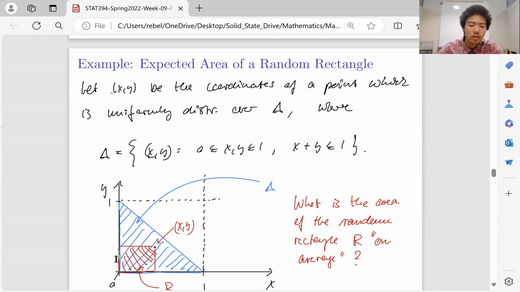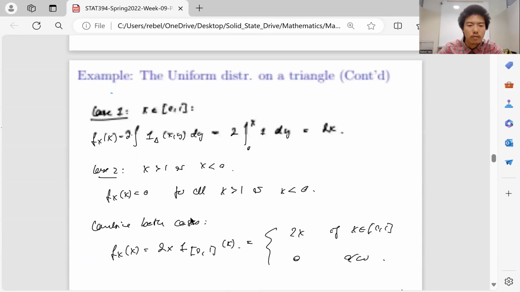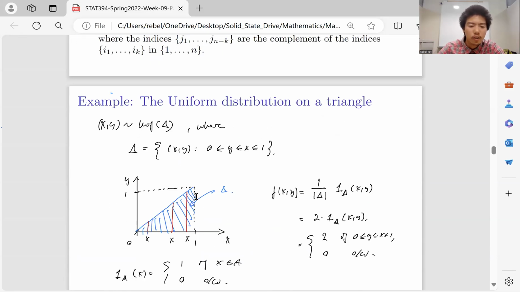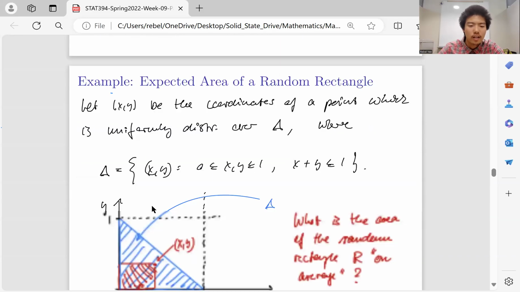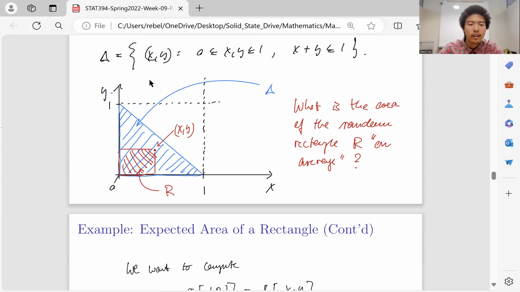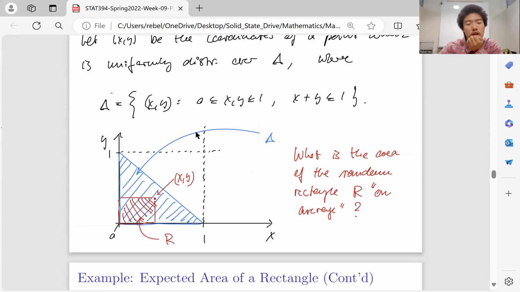Just to notice, this triangle is different from the triangle in the previous case. That triangle is here, but this triangle is in a symmetric form regarding x equal to 1/2. So the function is changing. Now the condition becomes x plus y smaller or equal to 1. So that is our new function right now. So what is the area of the random rectangle R on average?